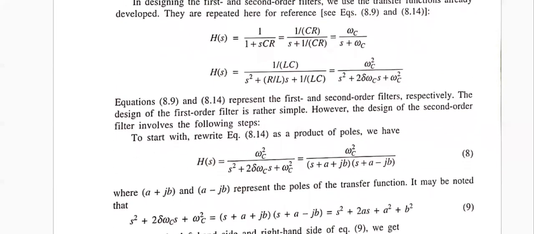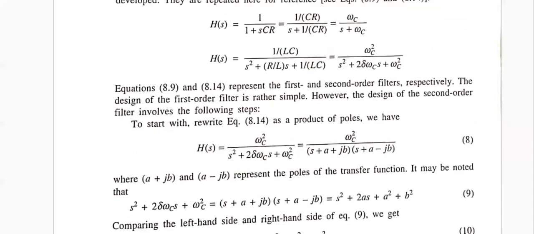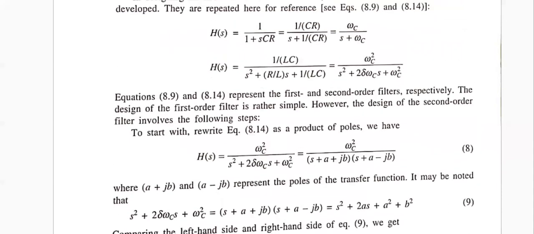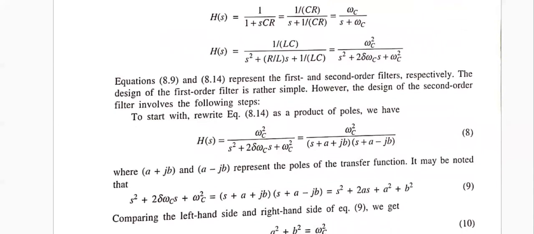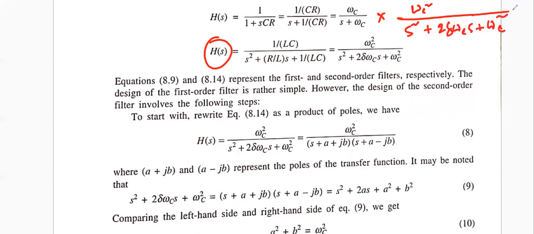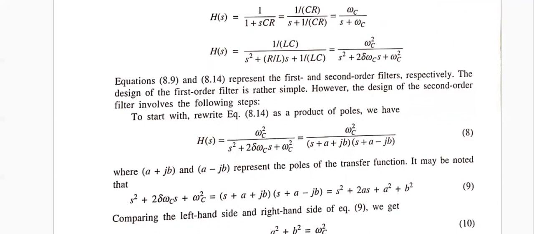For introducing the third order filter, what we can do is cascade this one. Cascading means we can multiply these two filters. The things are pretty simple. You need to cascade, that means you can multiply this with the H(s) for the second order filter, s square plus twice lambda omega c s plus omega c square, something like that. And you can find the third order filter.